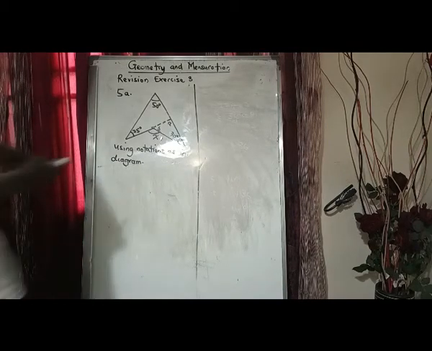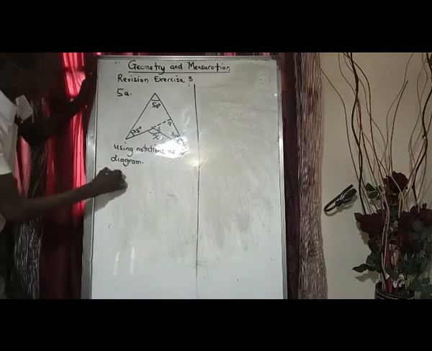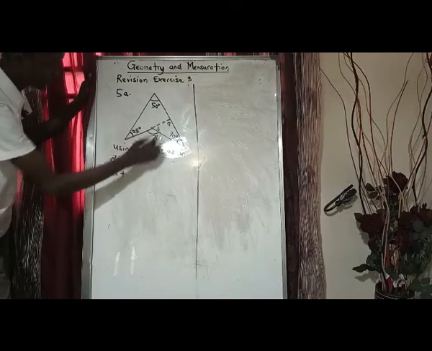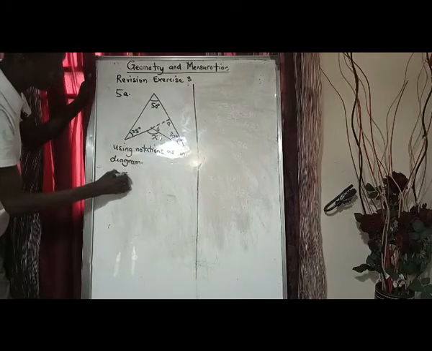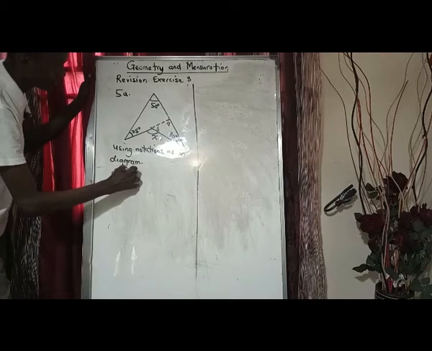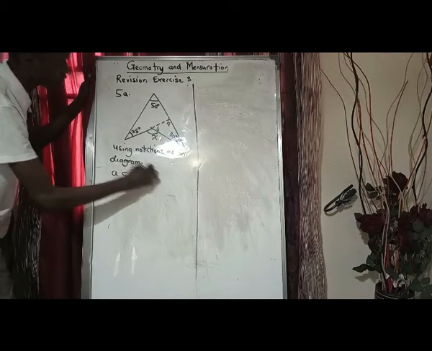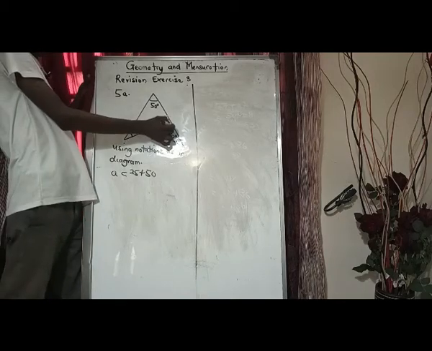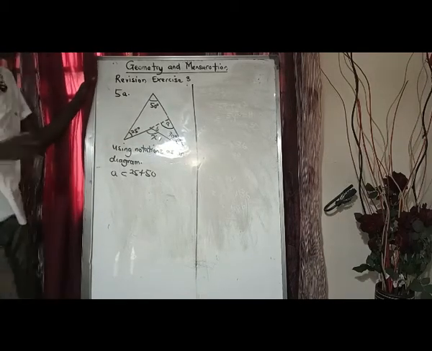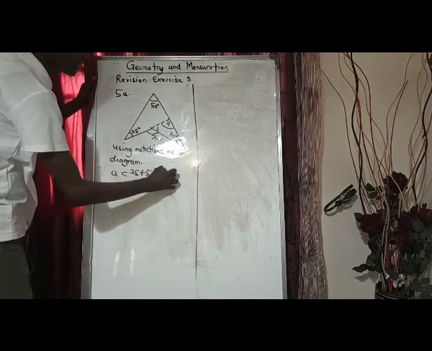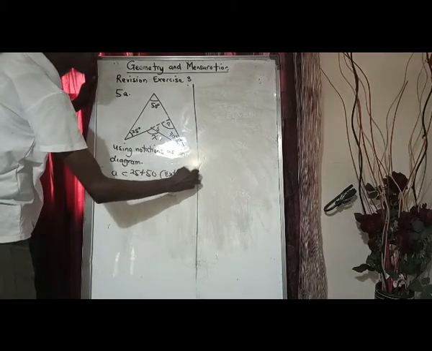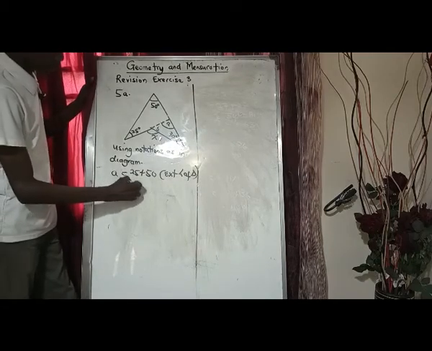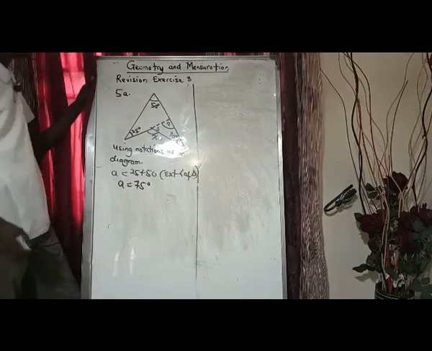If you look at this diagram very well, I can see that A is equal to what? 25 plus 50. Do you agree? 50 plus 25 will give me this A. So what's the reason for that? Exterior angle of a triangle. So that means that A will be equal to 75 degrees.